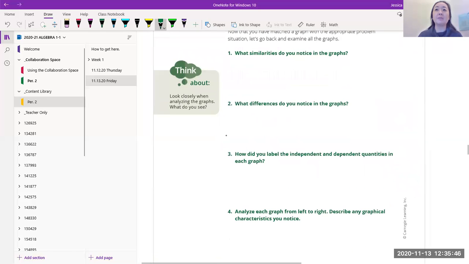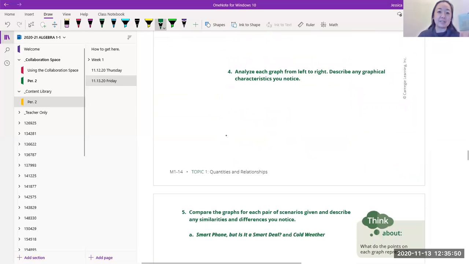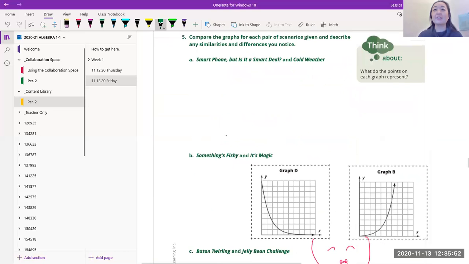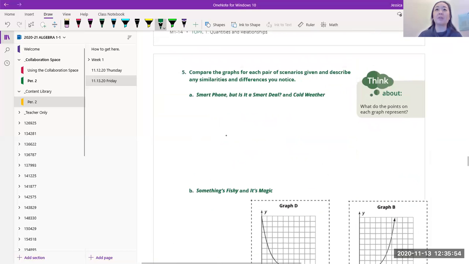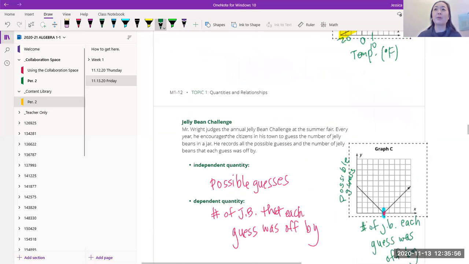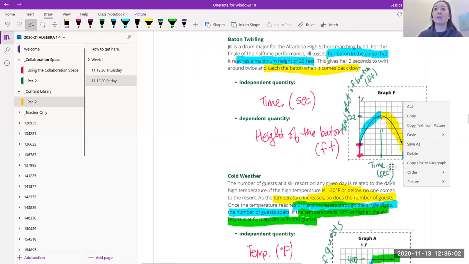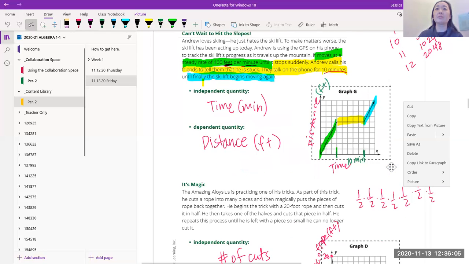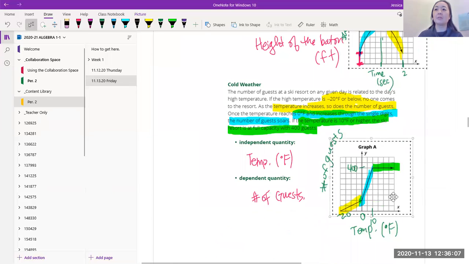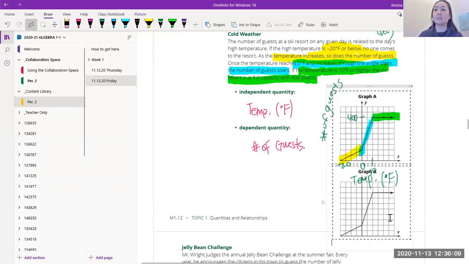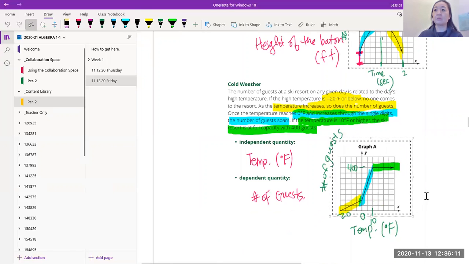So we looked at similarities and we already did all this stuff, so we're going to move on. Okay, so smartphone and cold weather. I would like to do that. Let's take a look at that. Here's the cold weather. And wait, where's the smartphone? Now, let me just go click on this, copy, paste. Oh, shoot.